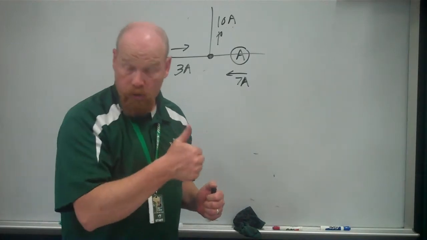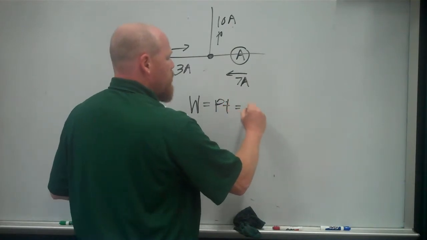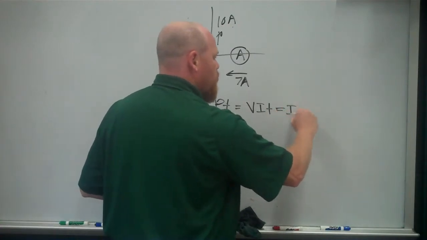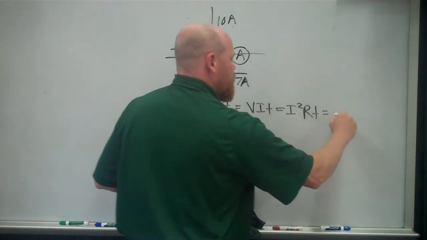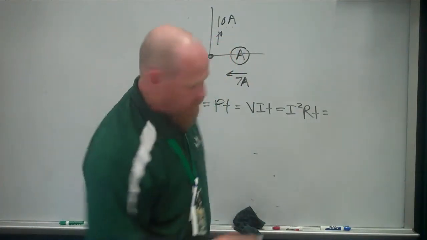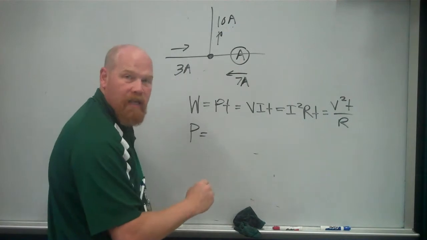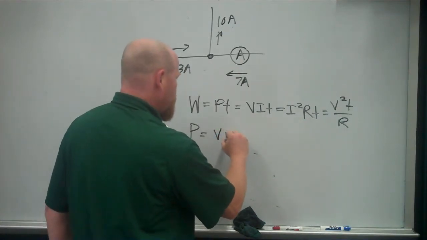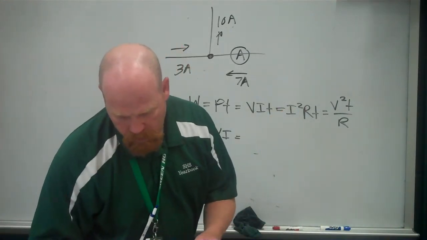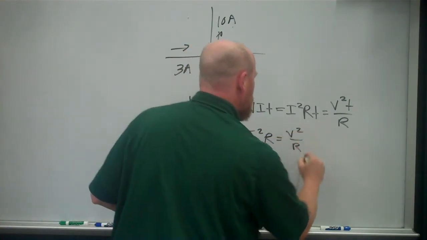Electrical energy is measured in joules, and you've got some equations like W equals PT, and since power is VI, it's going to be VIT, and then I squared RT, and then what is the last one? Oh, I'm so forgetful. V squared T over R. And then power, measured in watts, is VI, or you can read it from the reference tables. The other ones are I squared R and V squared over R.